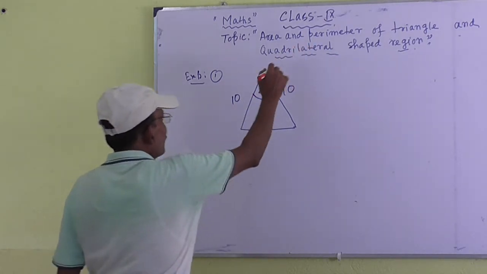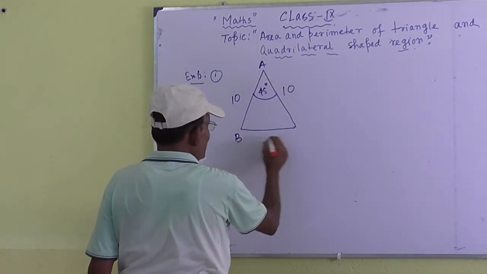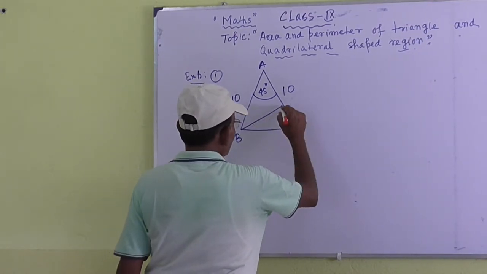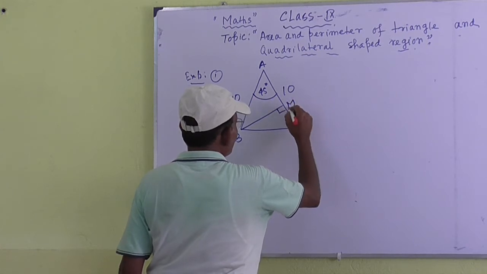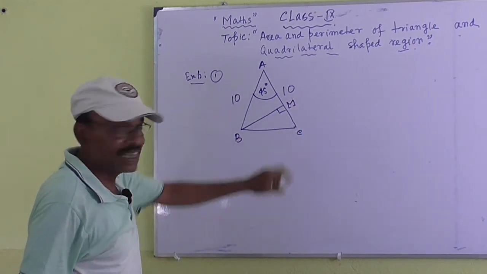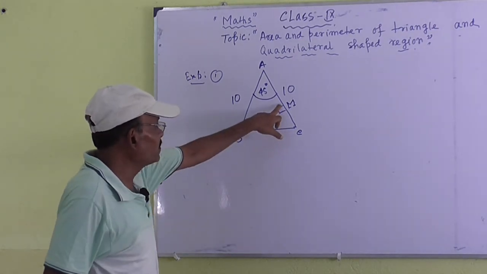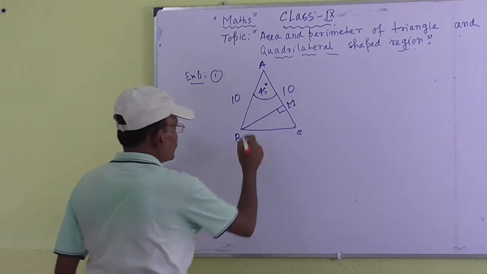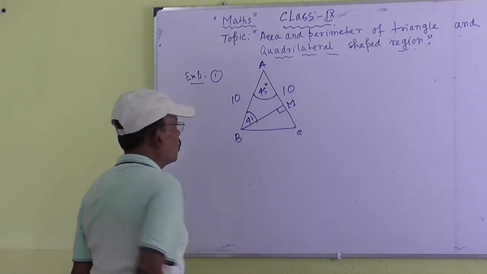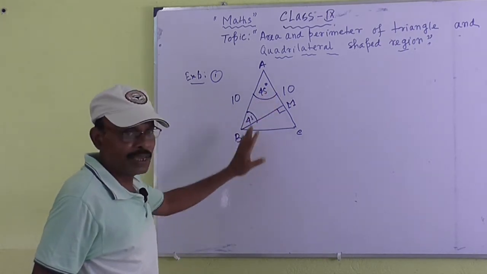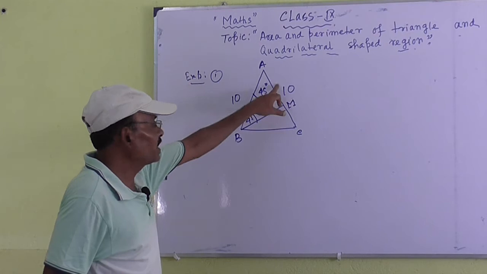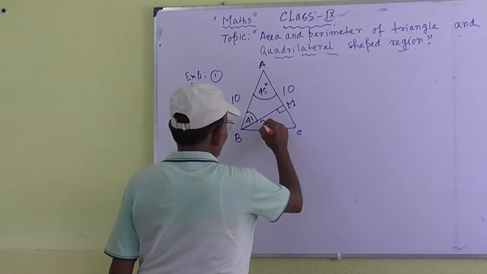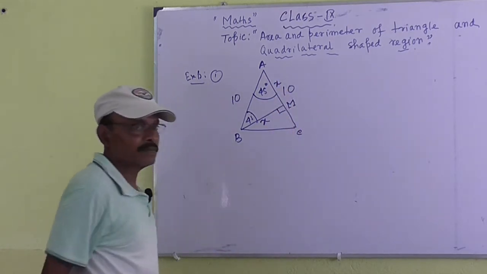Clear? So, we name the vertices A, B and C. First, we draw a perpendicular from B on AC. This is 90 degrees and this is 90 degrees and this is 45 degrees. So, it is 45 degrees. Clear? We know that if the base angles are the same, this side and this side are equal. Understand? So, let us take this side x, so this side is x.